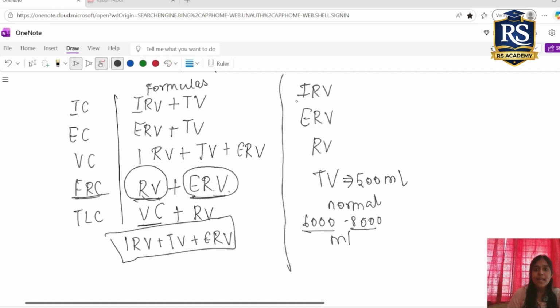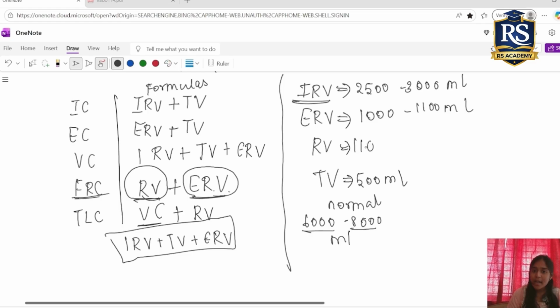And then comes the inspiratory reserve volume. Inspiratory reserve volume is 2500 to 3000 ml. And what is expiratory reserve volume? Expiratory reserve volume is 1000 to 1100 ml. And what is residual volume? Residual volume is 1100 to 1200 ml.